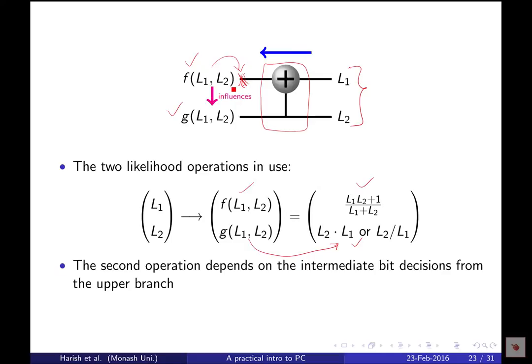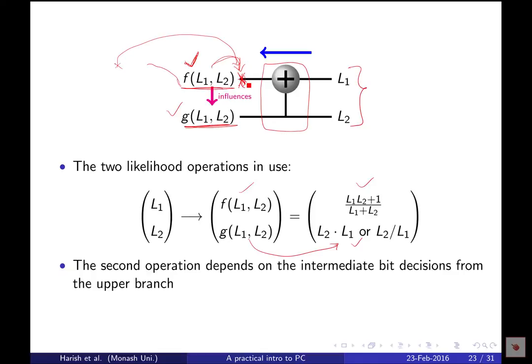So in a way, this likelihood either directly decides the bit here, or it will lead to the decision of some other bit at a later stage, and that bit will indirectly decide this bit. So directly or indirectly, this particular likelihood function small f is going to decide what bit is going to come on this branch, and that bit will decide what function is going to be used for g.